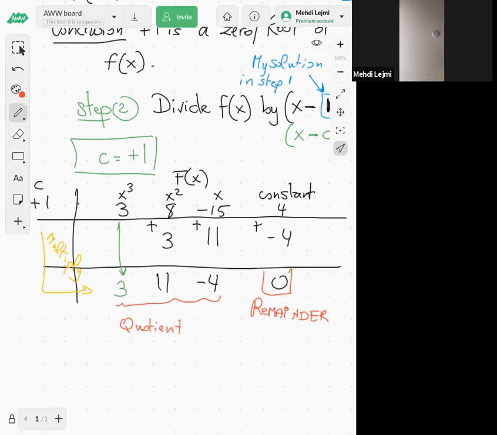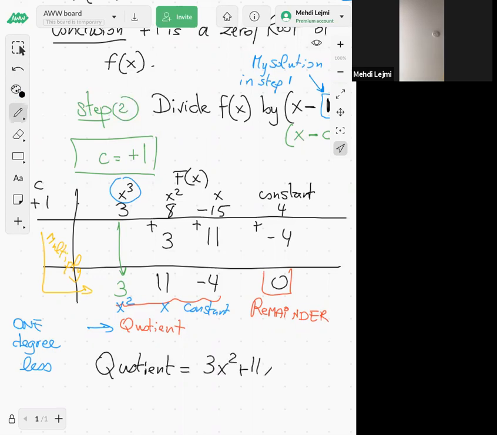And so for the quotient, guys, this should be 1 degree less than f of x, so 1 degree less here. So if you have x cubed, then here should be x squared, then x, and then constant. All right, so then my quotient is 3x squared plus 11x minus 4. All right, so we are done with this step 2.